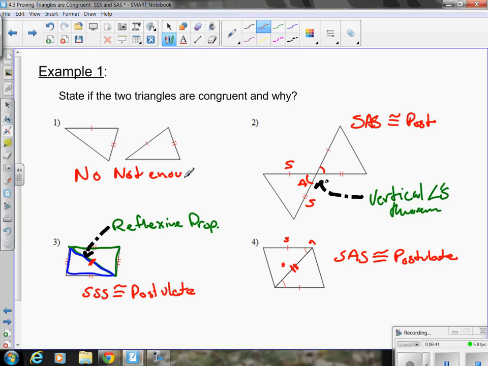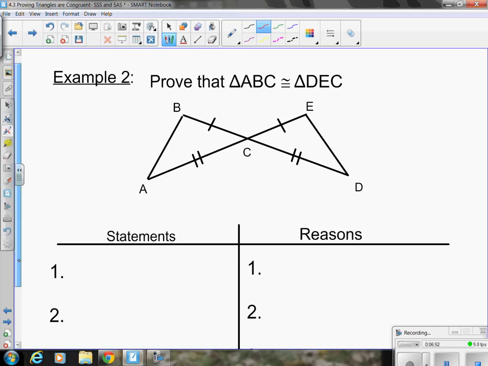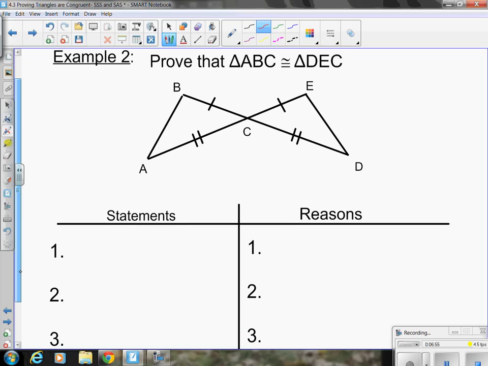And then simple no would be good, but I'm going to write not enough info to show it. Okay. And now we got a couple quick proofs. Basically, I kind of walked through some proofs, but as we start this, I'm using these congruent tick marks.